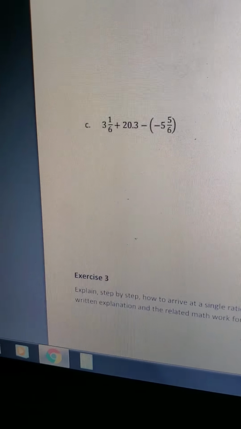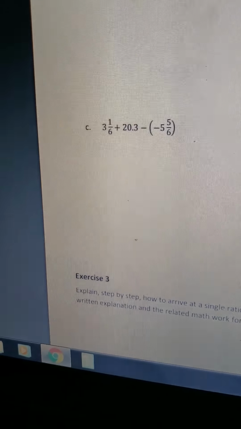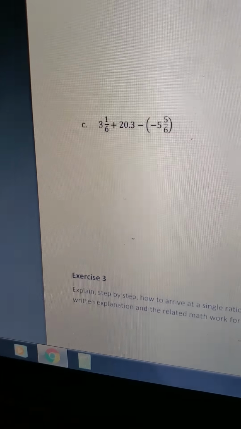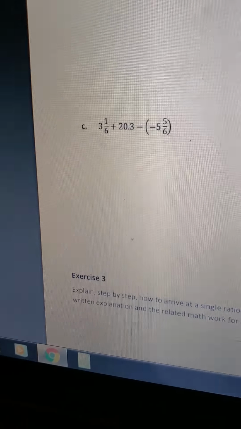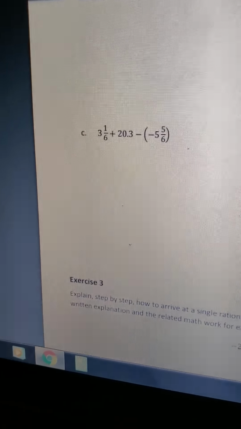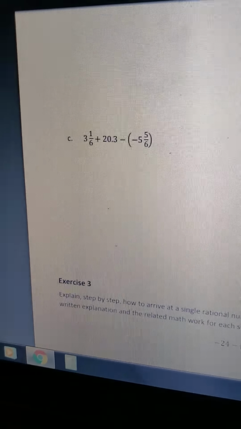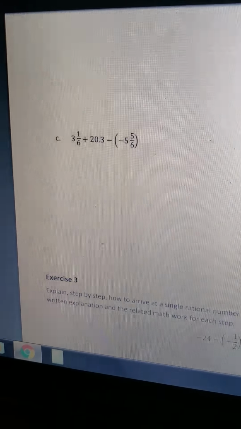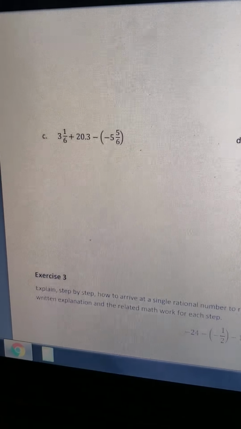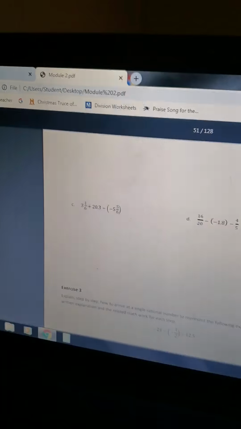So we have 3 and 1/6 plus 20.3 minus a negative 5 and 5/6. There is definitely an easier and more difficult way to do this problem. So I will be showing the easier way. Try to look for little shortcuts when you do this problem. Okay? When you're ready, resume.